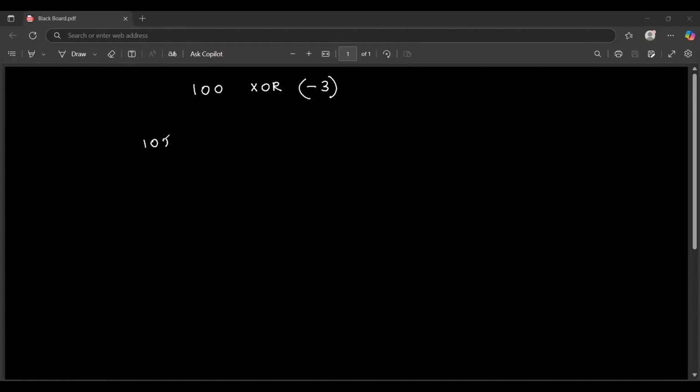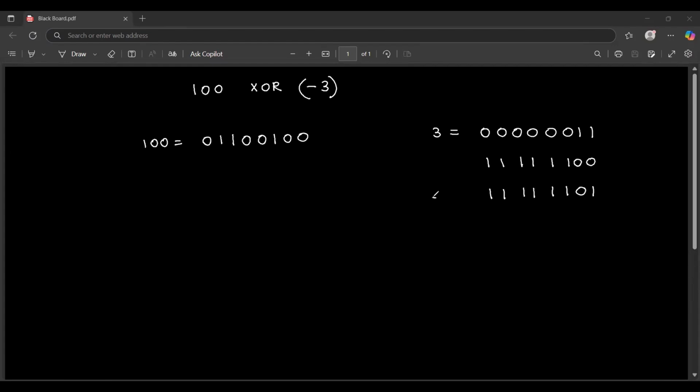So 100 is equal to 0, 1, 1, 0, 0, 1, 0, 0. 3 is equal to 0, 0, 0, 0, 0, 0, 1, 1. So the 1's complement is 1, 1, 1, 1, 1, 1, 0, 0, and adding 1 gives 1, 1, 1, 1, 1, 1, 0, 1. So this is equal to -3. Let's write that down here: 1, 1, 1, 1, 1, 1, 0, 1. So what will be the output?